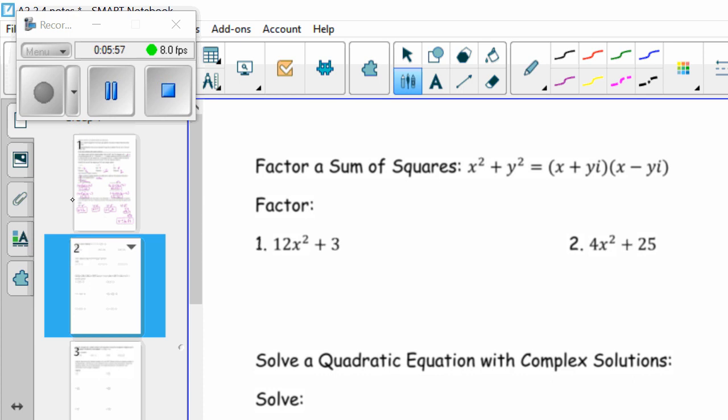It's still, I take the square root of the first and the last, so that's my x and my y, one plus, one minus. But since I'll be taking the square root of a negative, that's going to be yi and negative yi.